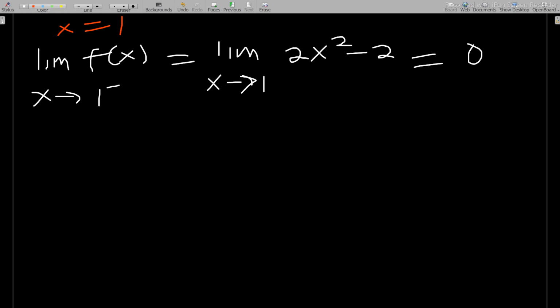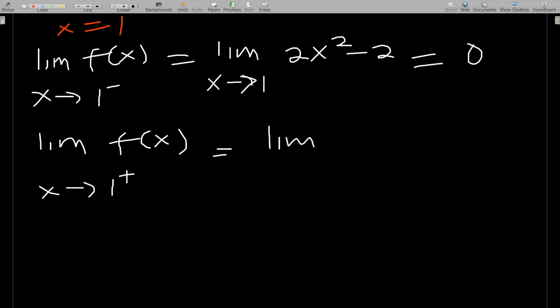Now let's find the limit of f of x as x approaches 1 plus. That is the same as the limit of negative x plus 2, the range given there, as x approaches 1, and this is equal to 1. Now you can see that they are not equal, but they both exist.